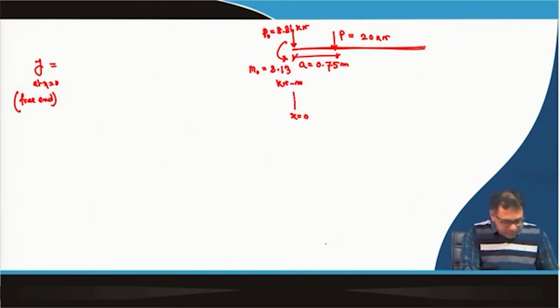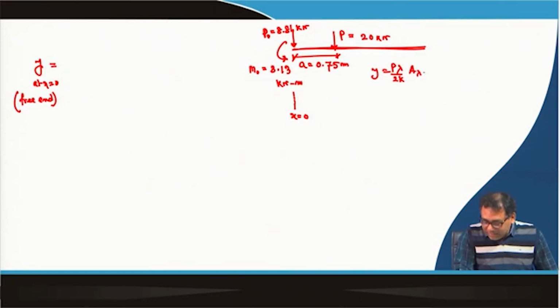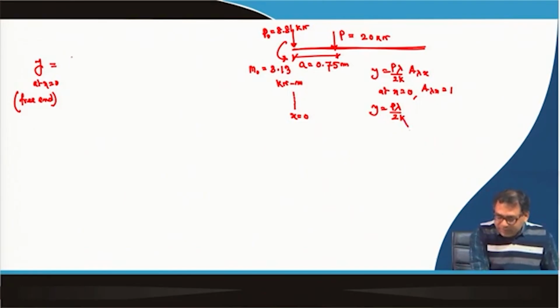So, for P0, which is at x equal to 0. So, the settlement due to P is P lambda by 2k into A lambda x. Now, at x equal to 0, A lambda x equal to 1. So, y will be P lambda by 2k. So, due to this P0, this will be P0 lambda by 2k.